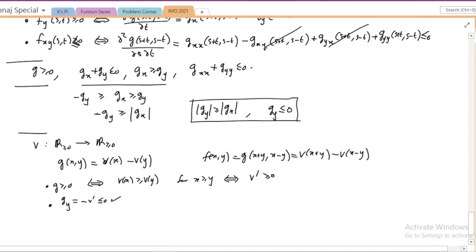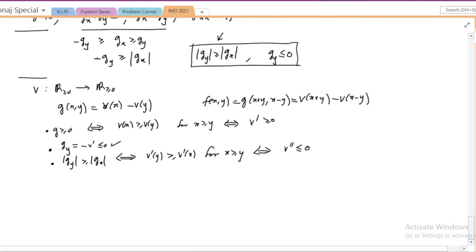Now when we take the absolute value, so that's this bit, so we have g_y is greater than g_x. So this is when we differentiate and take the absolute values, so note that v prime is already positive, so we get v prime of y here is greater than or equal to v prime of x for, once again, x greater than or equal to y. So this time it means v prime itself is decreasing, so if you take the derivative of v prime, which is v double prime, it is less than or equal to 0.